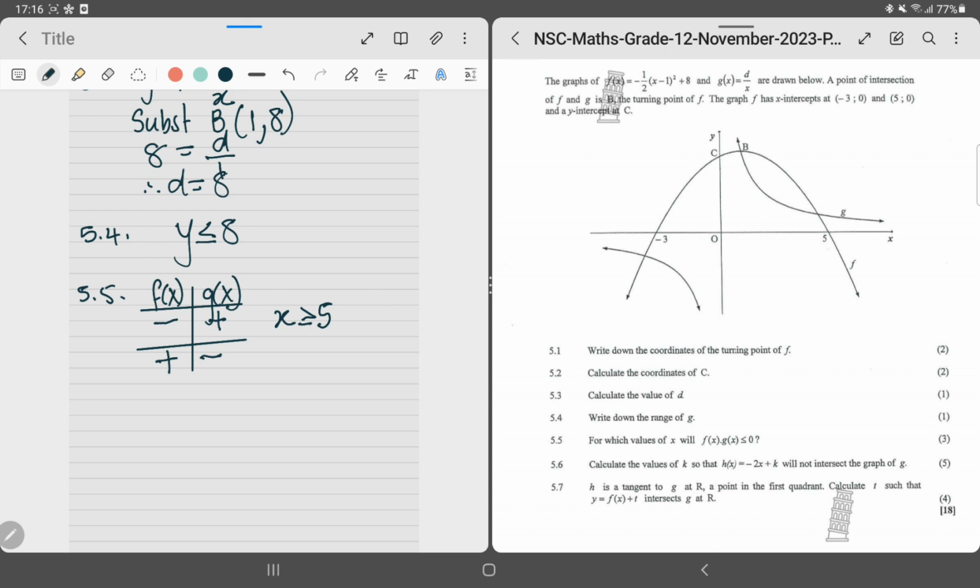Then for the second scenario, we look at where f of x is positive and where g is negative. f of x is positive from this point going all the way to 5. But g is negative from here to there, because from this side g is positive. So g is negative from this point to that point when f of x is positive, or when x lies between -3 and 0.